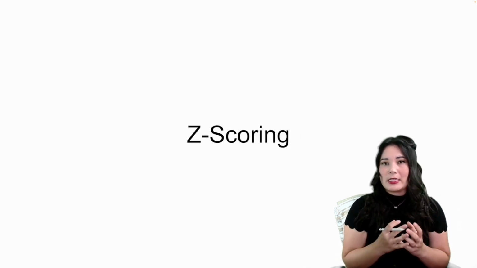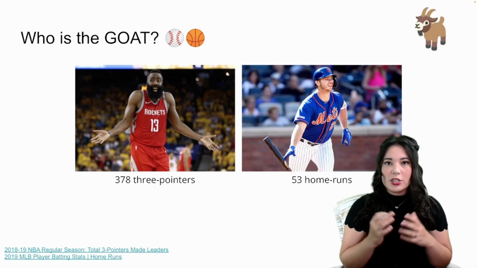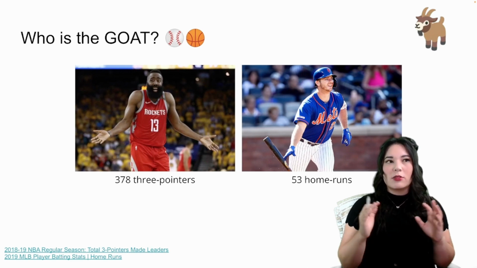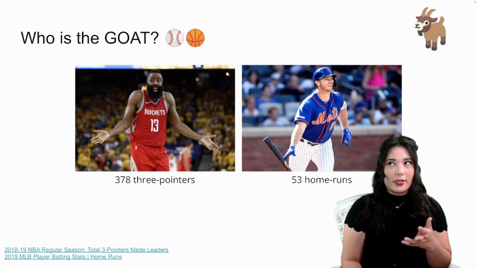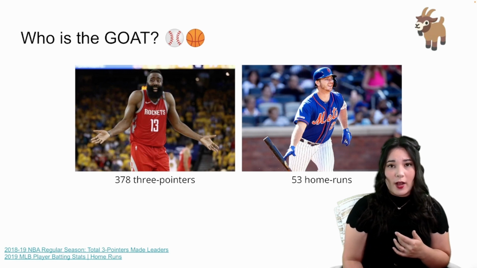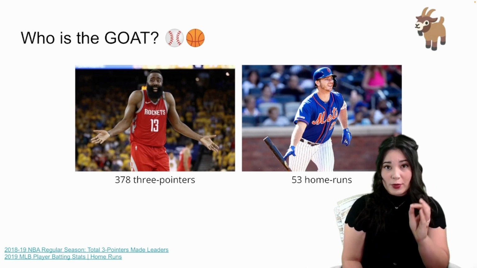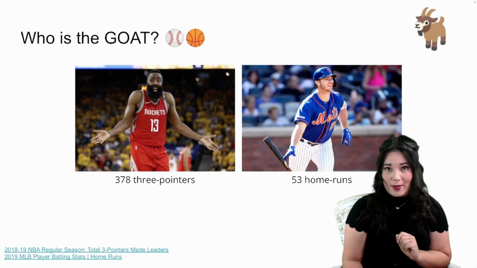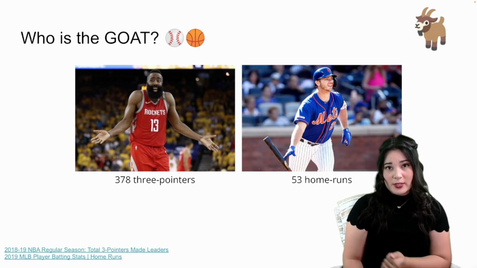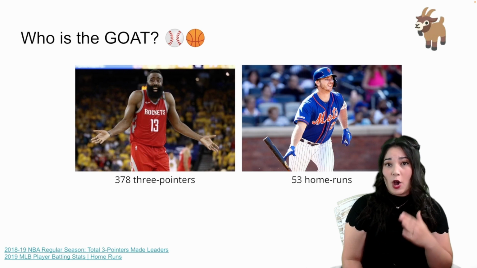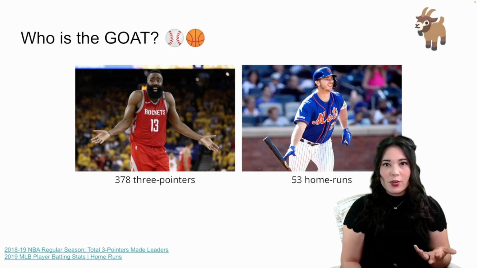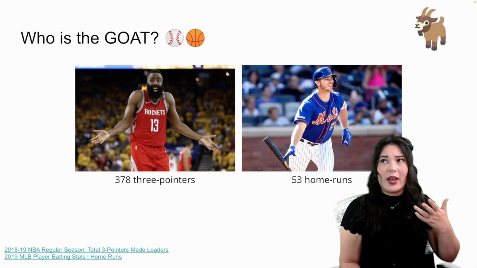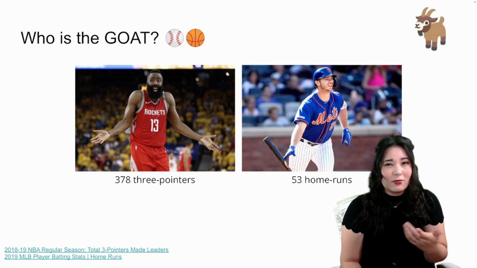We're going to take a quick detour to talk about z-scoring. To do that, what I want to do is talk about who is the GOAT. We're going to talk about 2 sports players, James Harden and Pete Alonso. Now, James Harden, at least in 2018, where this data is from, threw a ton of successful three-pointers, 378 of them, in fact, while Pete Alonso, a baseball player, made 53 home runs. Now, I want to know which one is the GOAT, but how do you compare a three-pointer and a home run? It's not really that clear.